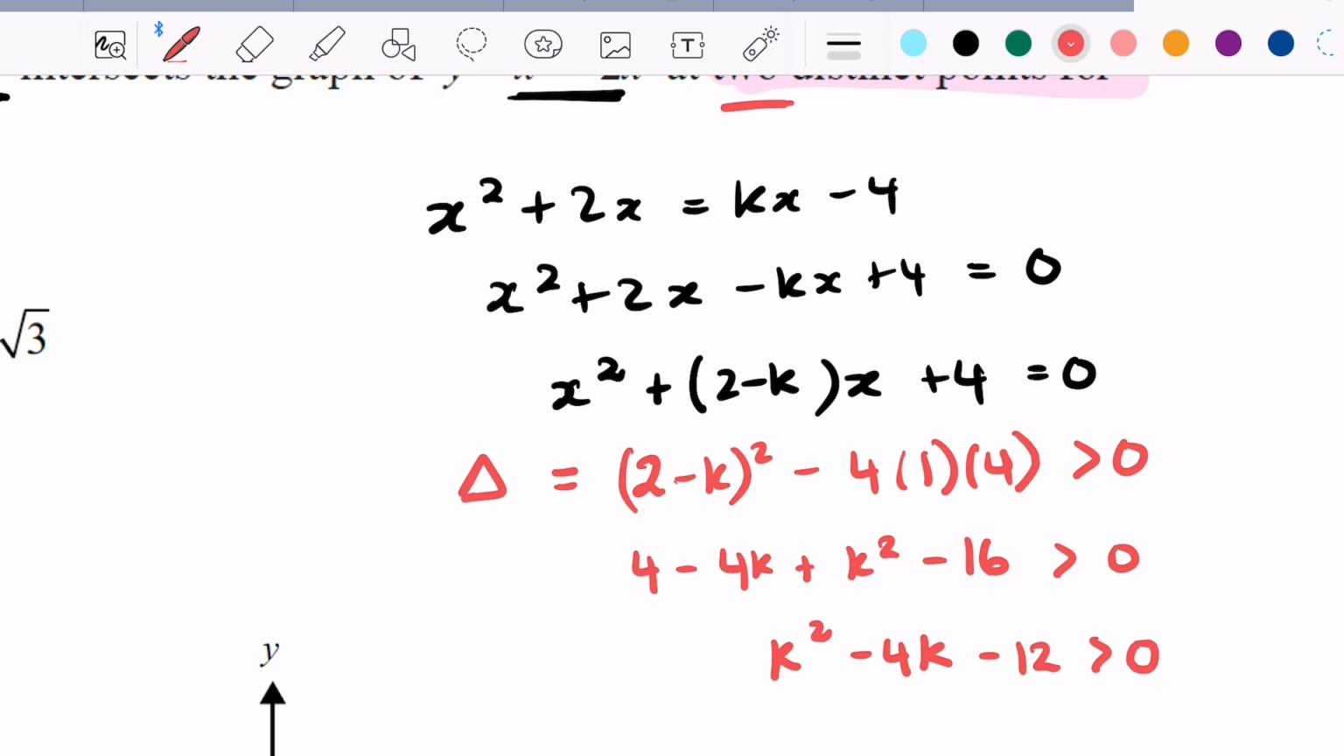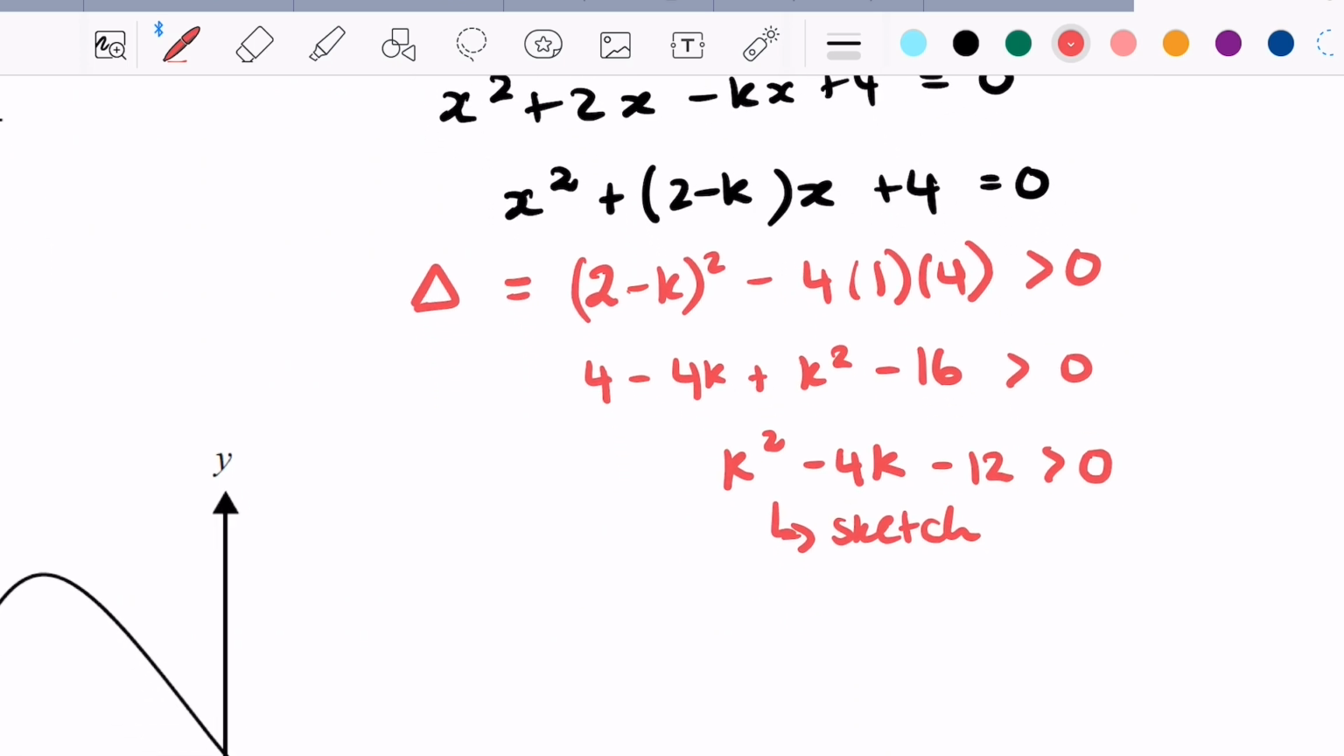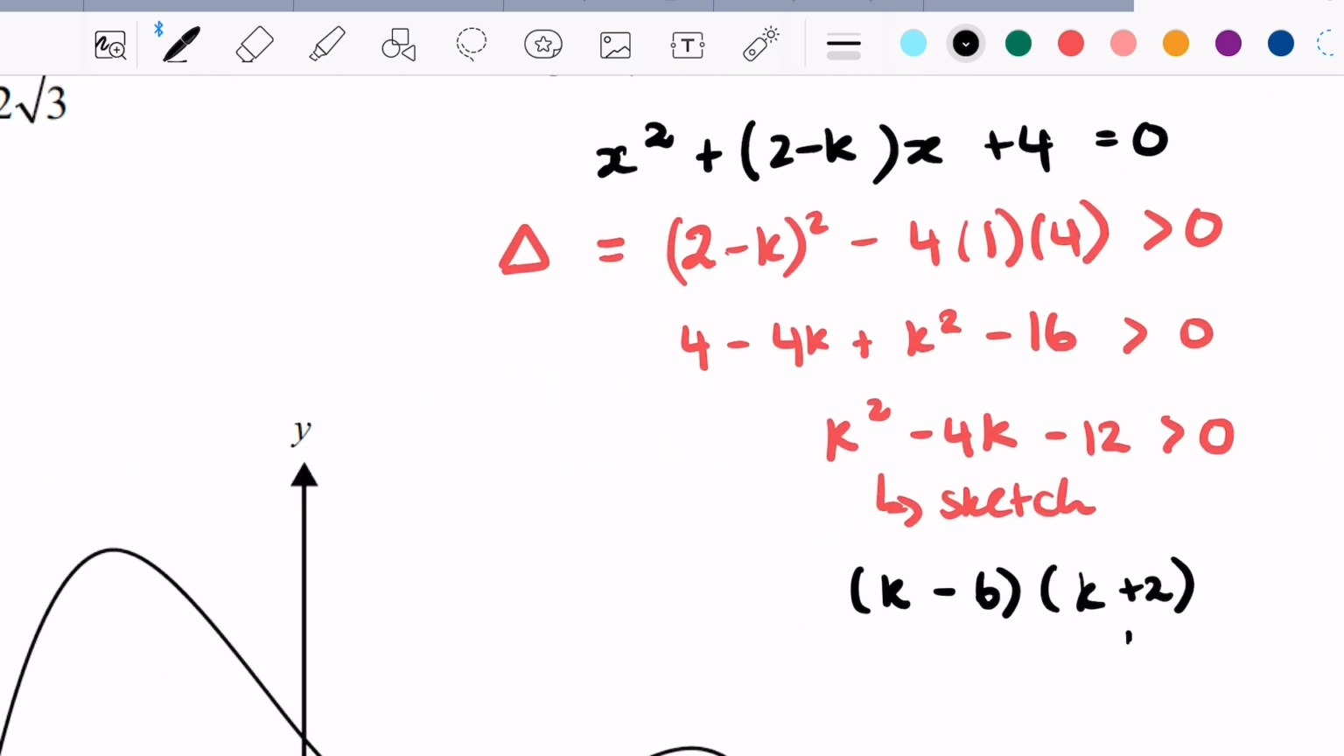Now, when we're trying to solve an inequality with a quadratic, there's only one way to do it, and it is to sketch this function. In order to sketch, I need to find the two x-intercepts. So what I need are two values that will multiply to give me negative 12 and add to give me negative 4. Those two values are negative 6 and positive 2. Just trying to make more space for myself. If I graph it over here, I'm going to end up with k equal to 6 and k equal to negative 2.